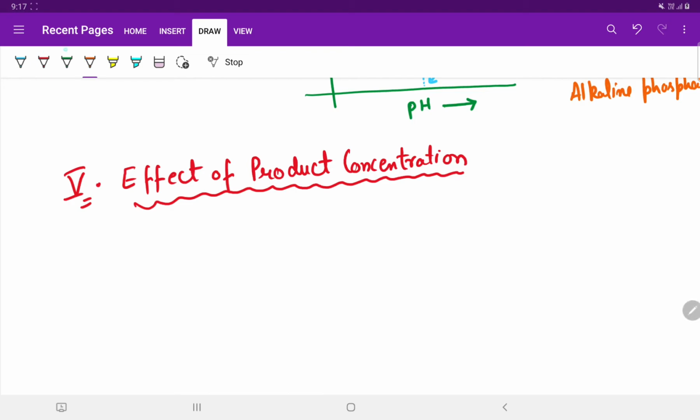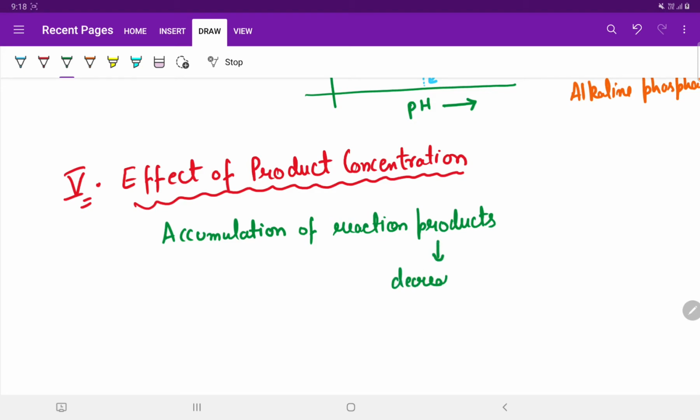Basically, we can see that accumulation of reaction products generally decreases the enzyme velocity. For certain enzymes, the products combine with the active site of the enzyme and form a loose complex, and thus inhibit the enzyme activity.